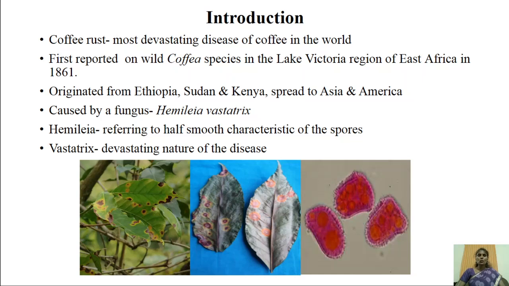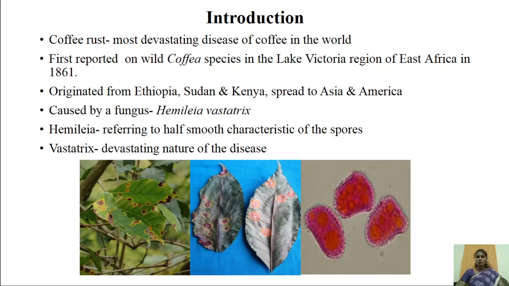This disease was reported on wild Coffea species in the Lake Victoria region of East Africa in the year 1861. Originated from Ethiopia, Sudan and Kenya, later spread to Asia and America. This disease is caused by a fungus called Hemileia vastatrix.